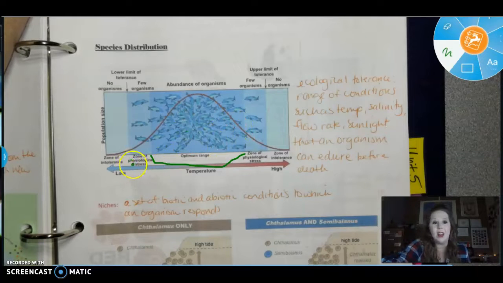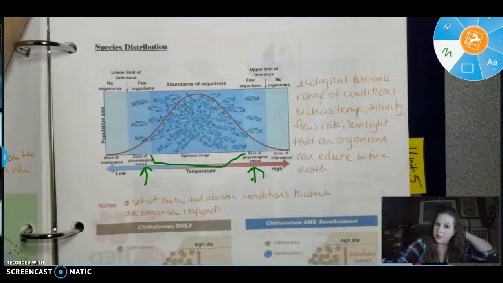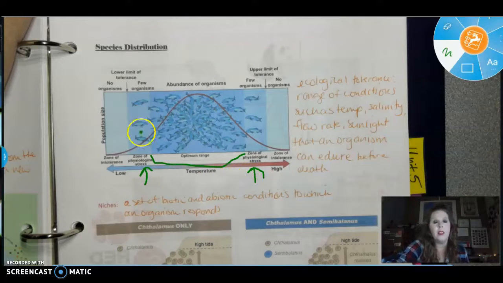So, on either side, we have what's called the zone of stress. And this one we're looking at temperature specifically. So, these fish can live in a little bit colder environments, and these fish can live in a little bit warmer environments. Like I said, there are just a few of them.